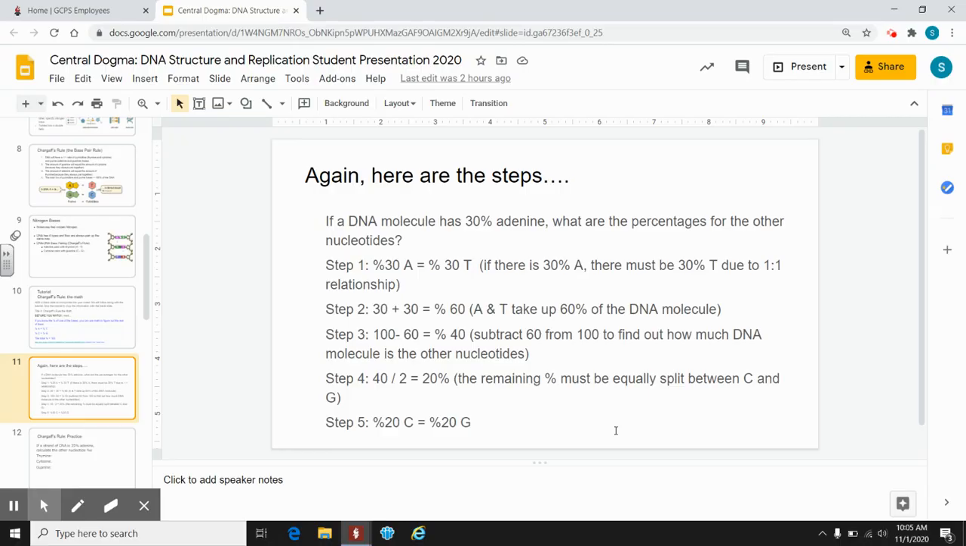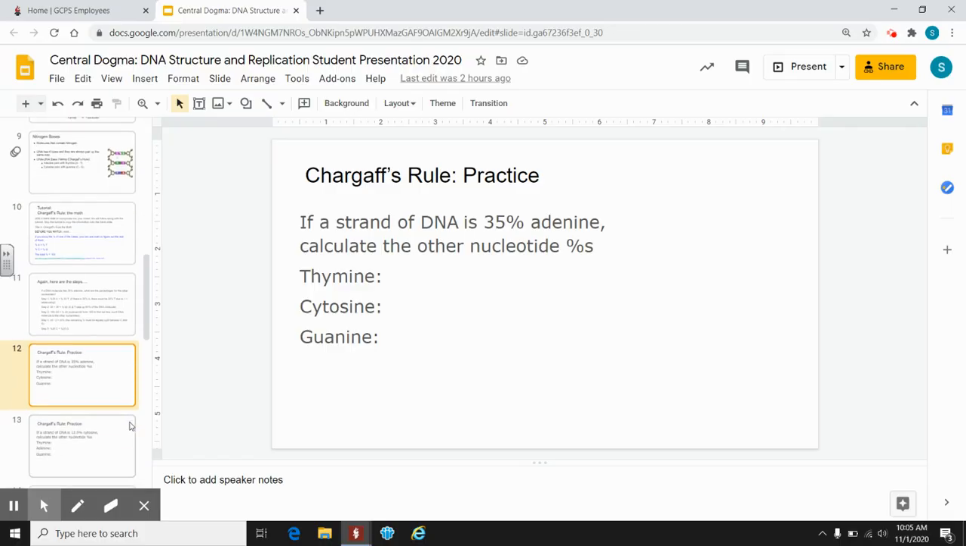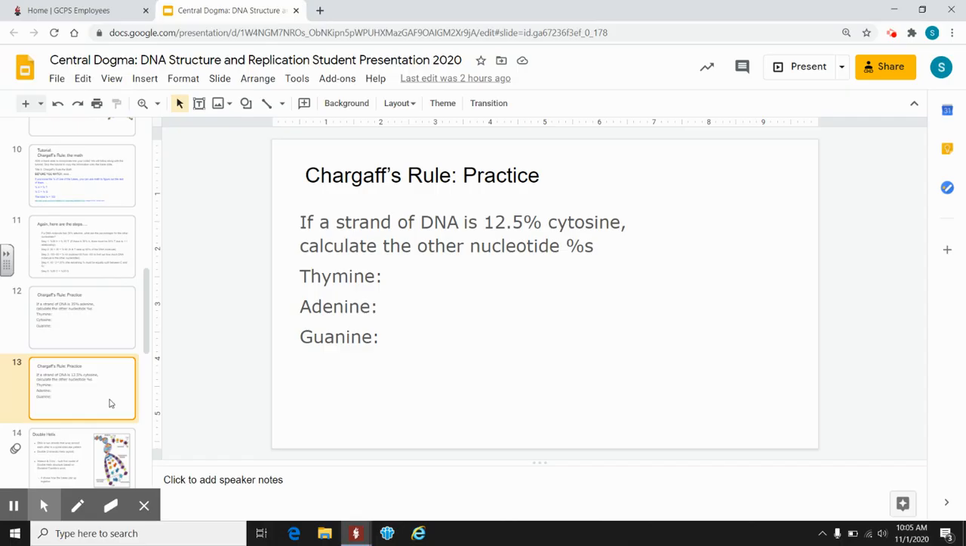You will have some examples of this on your test, and we will also do some practices through quizzes and other classroom practices. So here's a practice. If a strand of DNA is 35% adenine, calculate the other nucleotide percentages. And there's another example. If a strand of DNA is 12.5% cytosine, calculate the other nucleotide percentages. So do that before you move on.